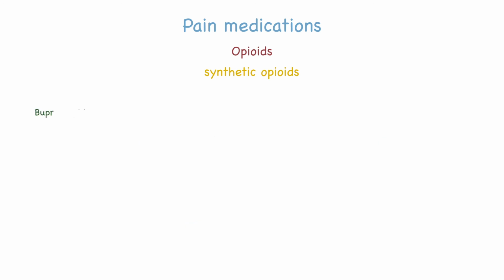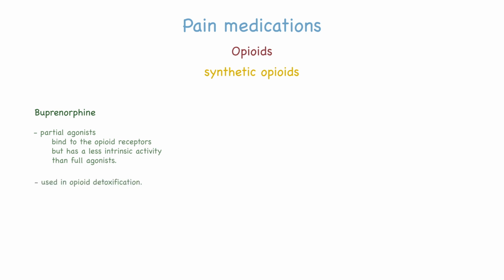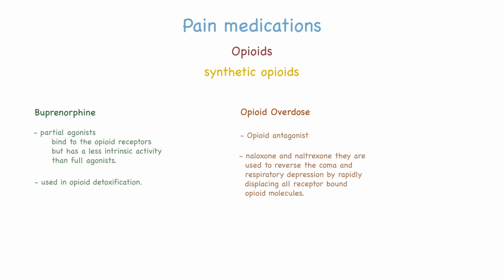Now we have buprenorphine, which is classified as a partial agonist, meaning that it binds to opioid receptors but with less intrinsic activity than a full agonist. It is used in opioid detoxification. In case of opioid overdose, we have the opioid antagonists naloxone and naltrexone. They are used to reverse the coma and respiratory depression by rapidly displacing all receptor-bound opioid molecules.